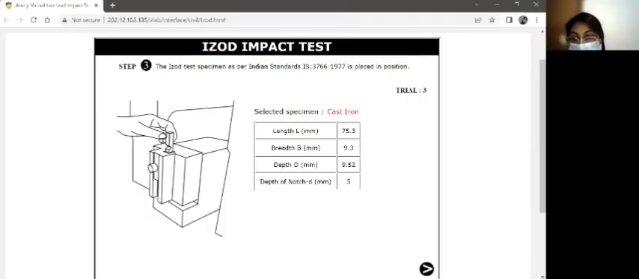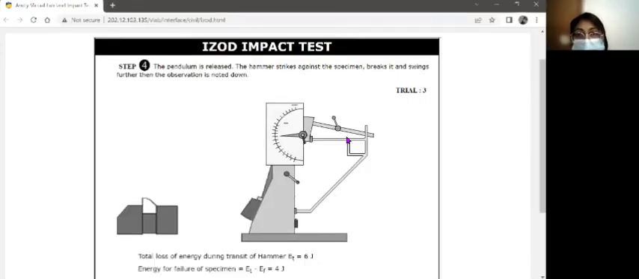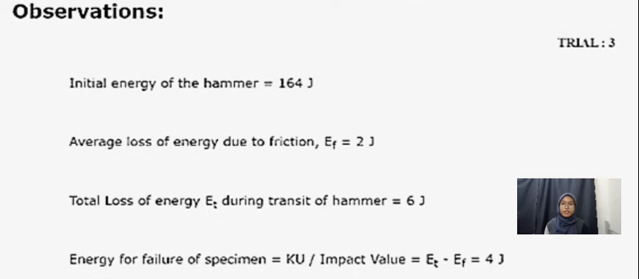And again for trial 3, the total loss of energy during transit of the hammer, ET, equals 6 joules, and the energy for failure of the specimen, ET minus EF, is 4 joules. And last, for trial 3, the initial energy of the hammer equals 164 joules, the average loss of energy due to friction, EF, equals 2 joules, the total loss of energy, ET, equals 6 joules, and the energy for failure of the specimen, the Izod impact value, ET minus EF, equals 4 joules.